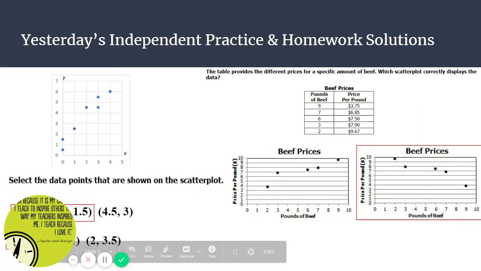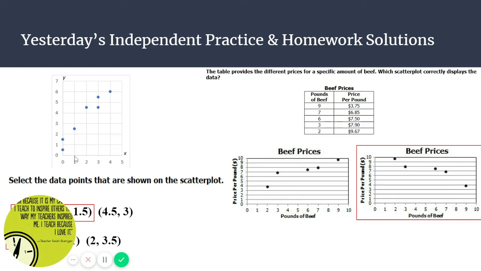On yesterday's independent practice and homework solutions, you were given 2 questions. The first question asks that you actually use the 6 sets of ordered pairs that were given to determine which ones were actually on the graph. The correct answer for this question should have been (3, 5.5), (0, 1.5), and (4, 6).